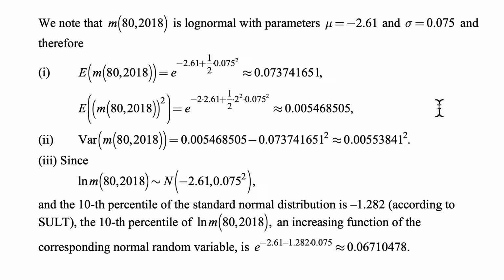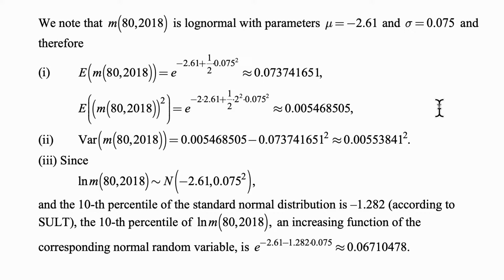What is the second moment of it? Well, the second moment is e to the minus 2 times 2.61 plus 1/2 times 2 squared times 0.075 squared, and that's approximately 0.005468505. And the variance is the second moment minus the square of the first moment, and we calculate it to be approximately 0.0553841 squared.